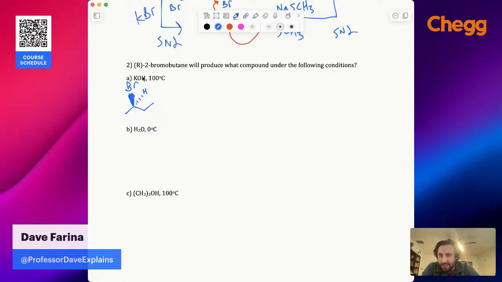And so now we have potassium hydroxide, and it's hot, 100 degrees Celsius. So what are we going to get? Well, with all of these, SN1, SN2, E1, E2, we're going to look at a few different things. We've got to look at the strength of the nucleophile or base. We've got to look at leaving group ability. We've got to look at degree of substitution on the substrate, and we've got to look at temperature. Those are the four factors that you're going to look at when you want to determine what mechanism is going to take place. And I'll give you a hint.